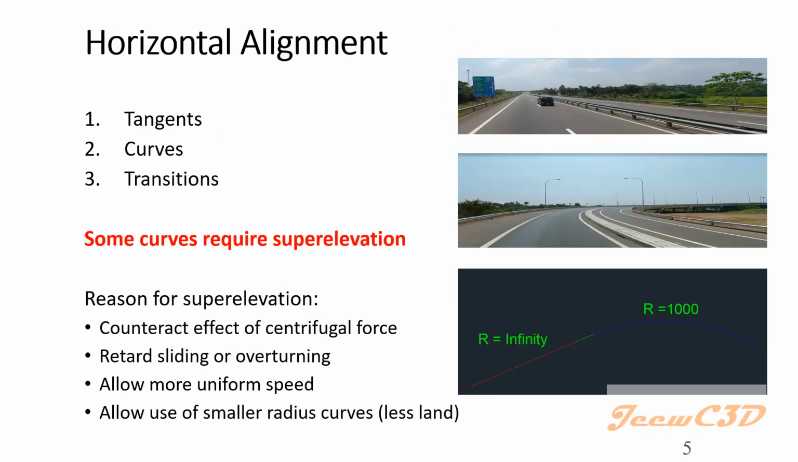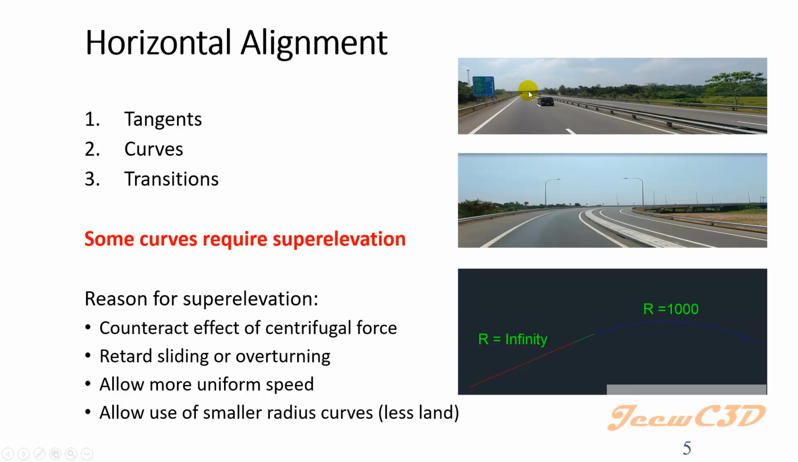Then, as I told you earlier, horizontal alignment consists of straights and curves. But we have some additional thing here. These tangents are called the straights, then the curves are the curves, and finally we have something called transitions. So in this image you can see this is a straight road. In the middle image you can see a curved road. So we call it a curved section of a road. This is a straight section of a road.